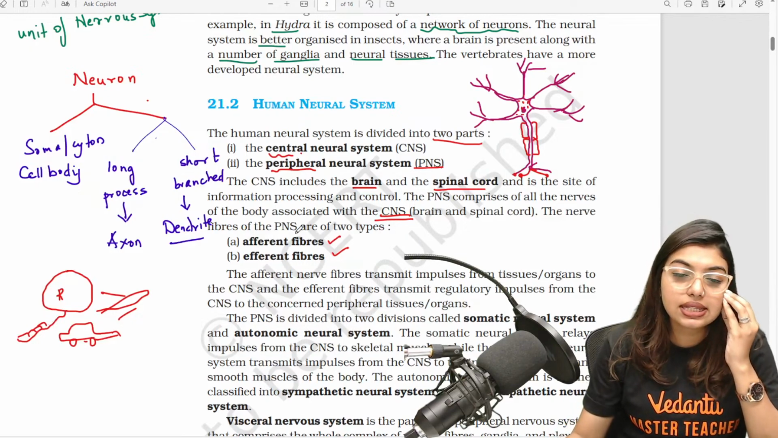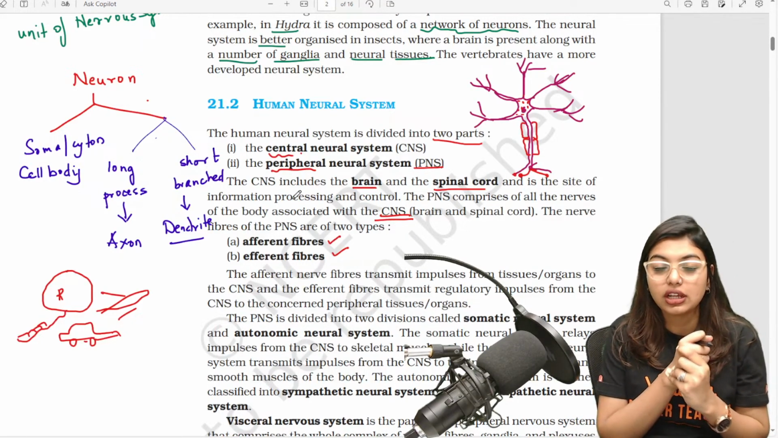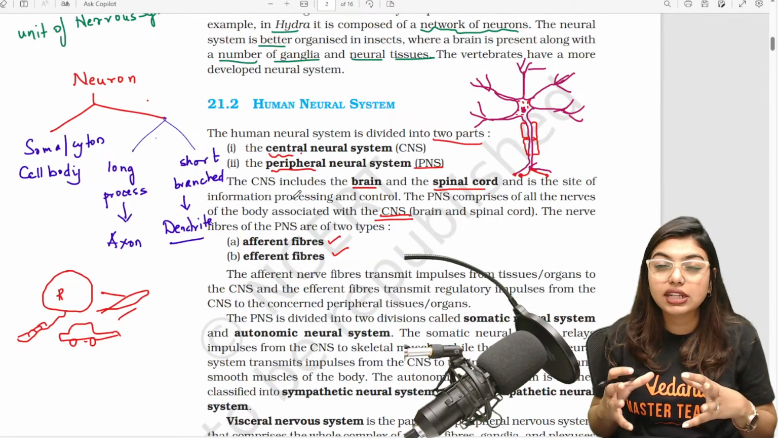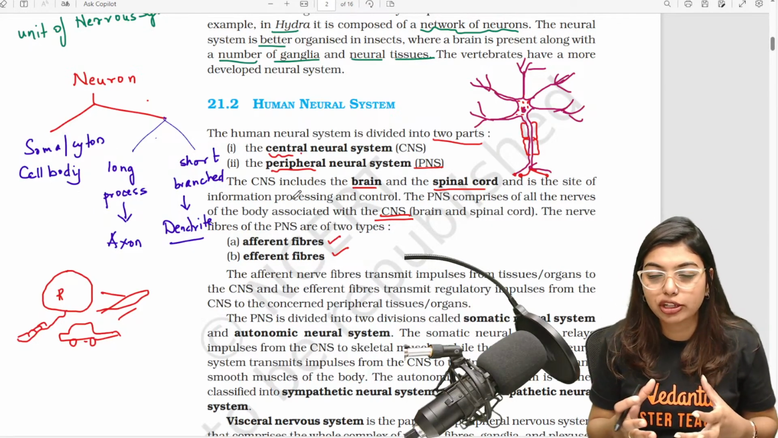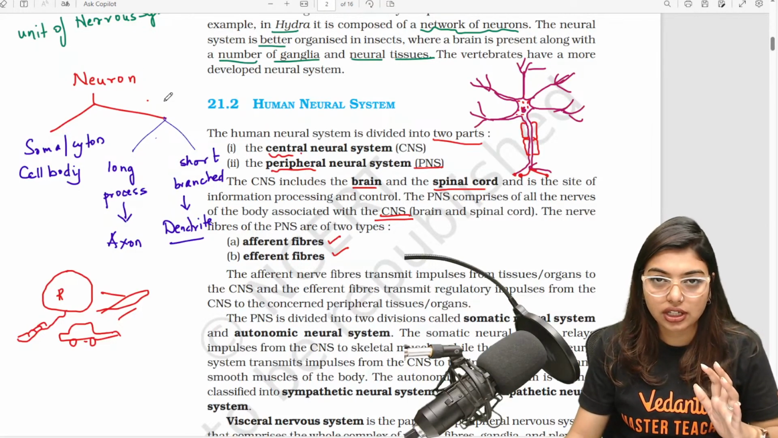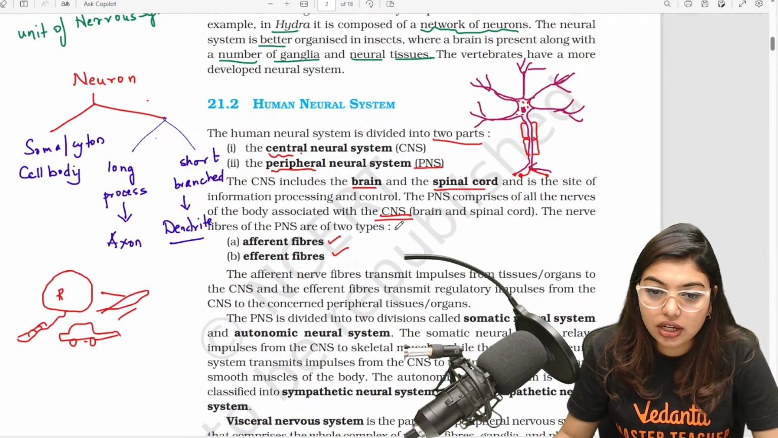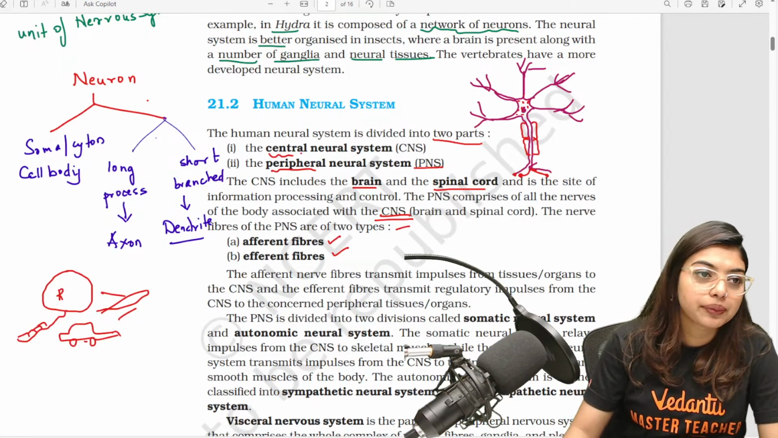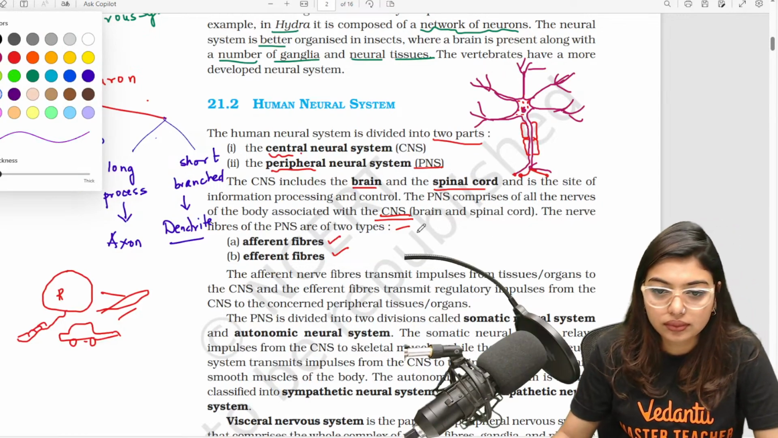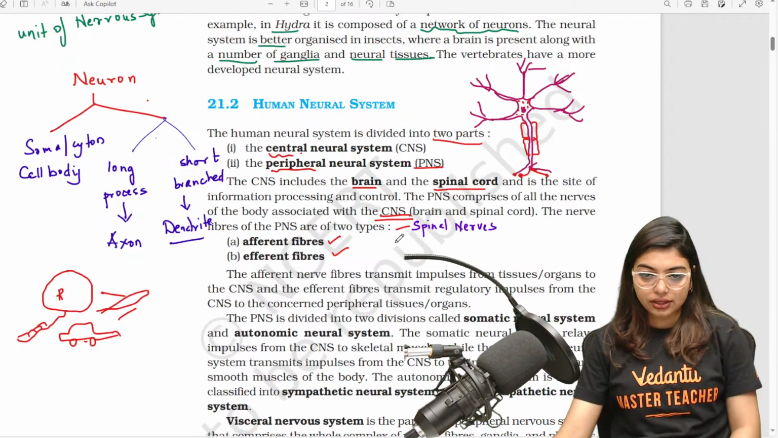Now, in the same way, if the nerves have to reach the brain and the spinal cord, there are a set of nerves that run to the brain and the spinal cord. Those nerves are called your spinal nerves and cranial nerves. Understood? These nerves will fall under your PNS. So the nerves that are going to fall are going to be spinal nerves and your cranial nerves.